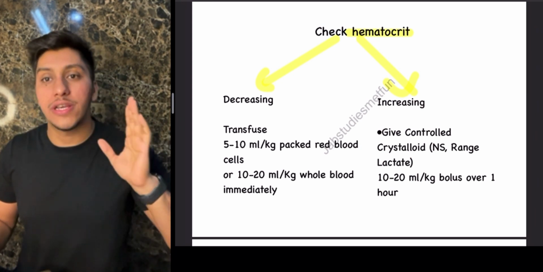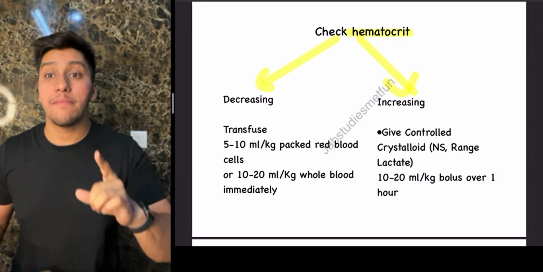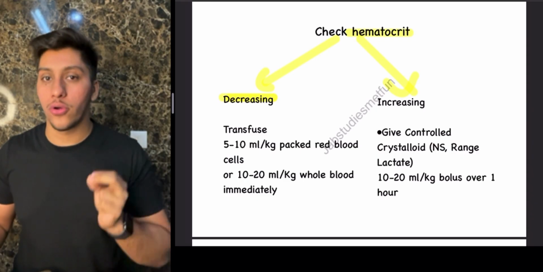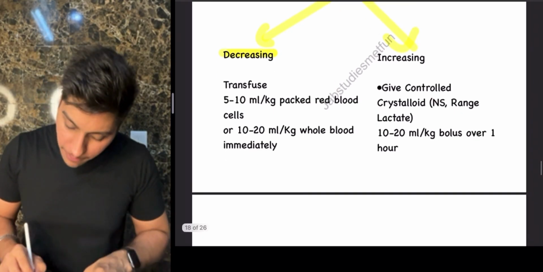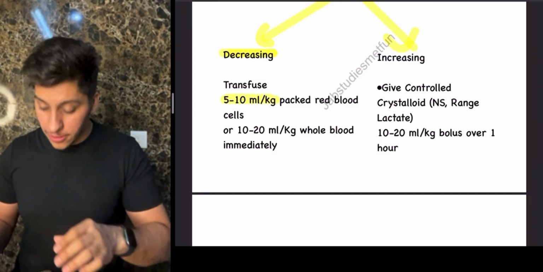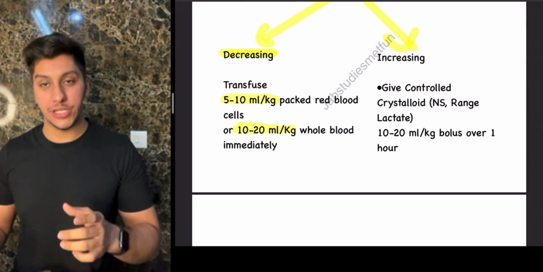Apart from that, what is better is to give packed RBC or whole blood. Whenever the hematocrit is severely low, that time I'm going to give either packed RBC or whole blood. Packed RBC is going to be given at the rate of 5 to 10 ml per kg, or whole blood is going to be given at 10 to 20 ml per kg.